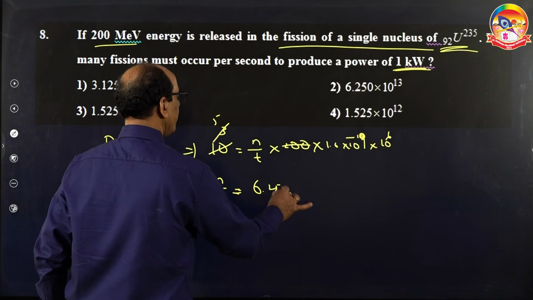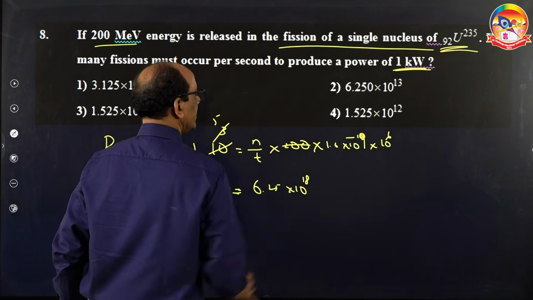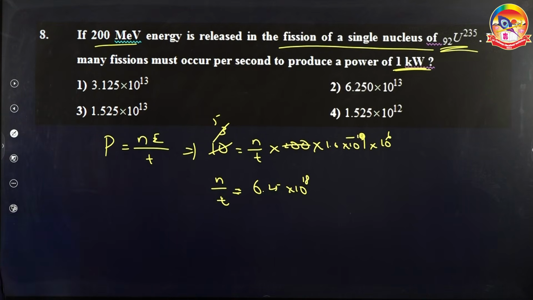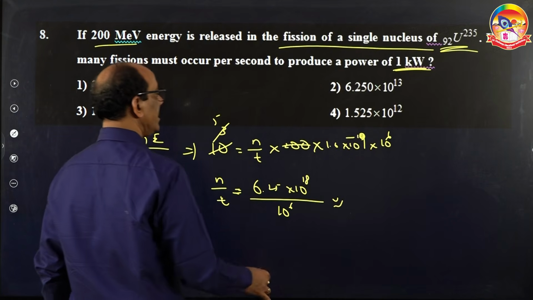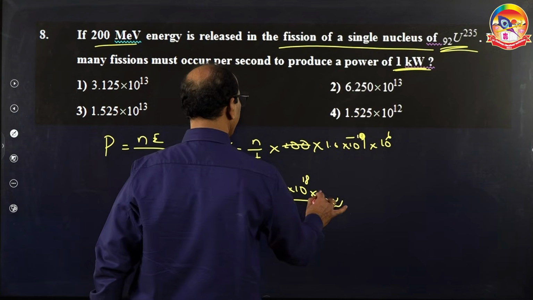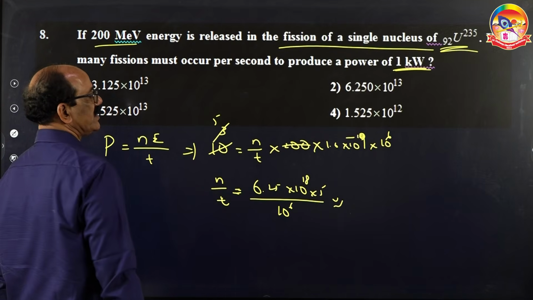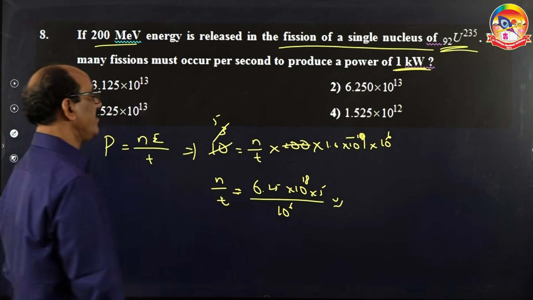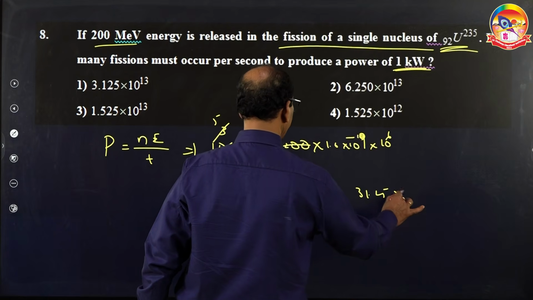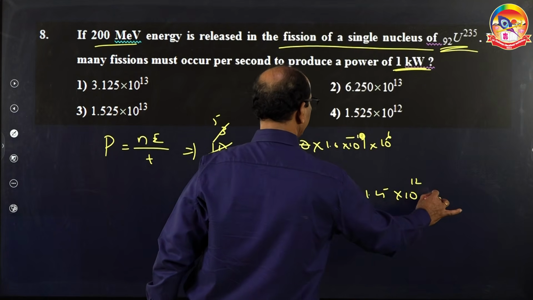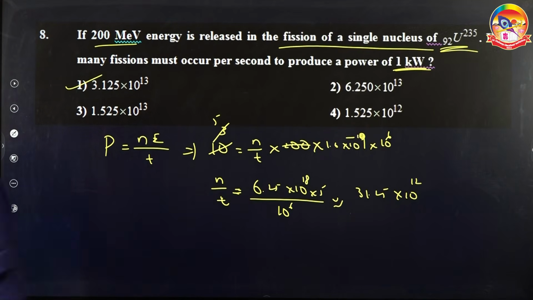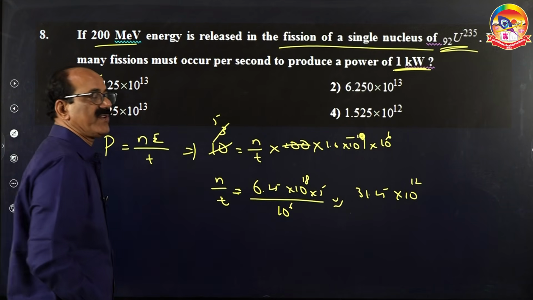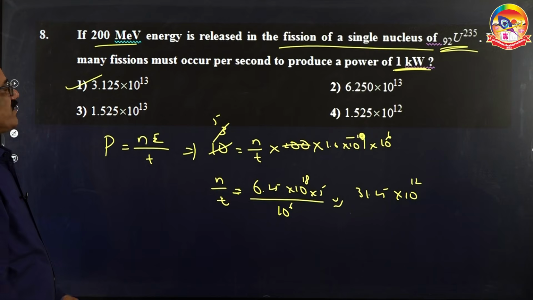Already I told you we can make use of this simplified value, 6.25 into 10 power 18, divided by 10 power 6. So nearly, again there is a 5 here. 6.25 times 5 is 31.25 into 10 power 12. So that is approximately 3.125 into 10 power 13. We better make use of these shortcut simplifications so that we can arrive at the answer quickly.